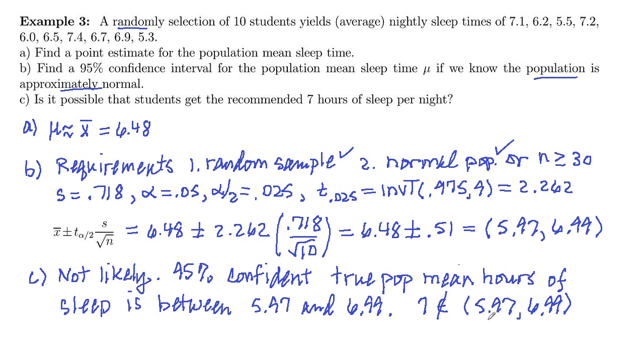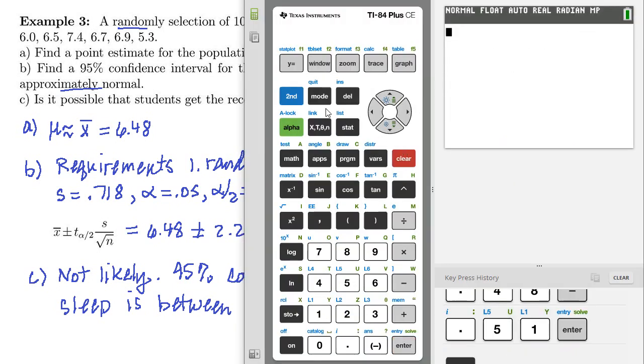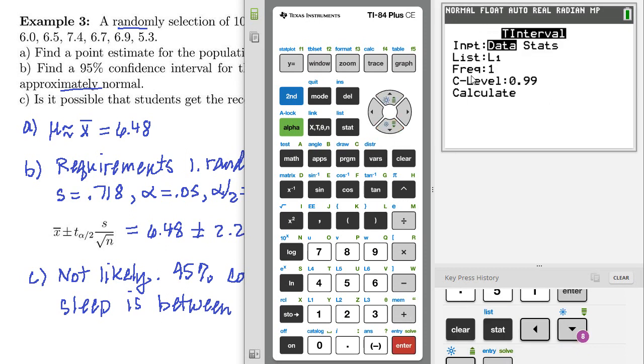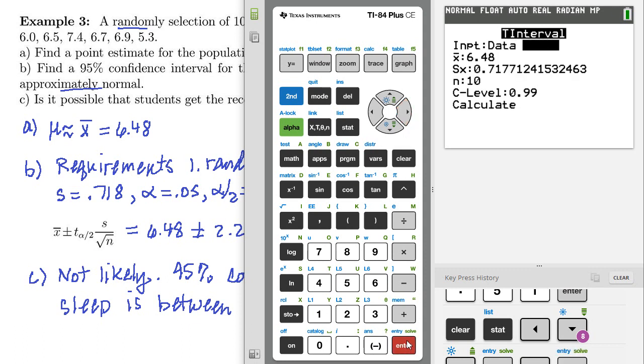And you can confirm this on the calculator doing the t interval. And let me just mention one thing here. So if we go to stat, tests, and then down to t interval, number 8, we have data. So we enter the actual data. If you don't have the actual data, but you have the summary stats, then press stat and enter, and it'll ask you for x bar and s.